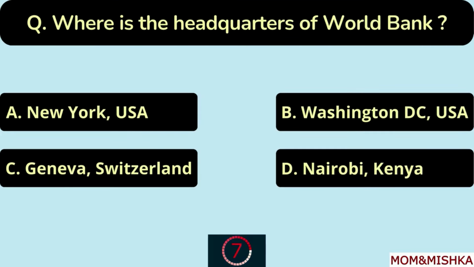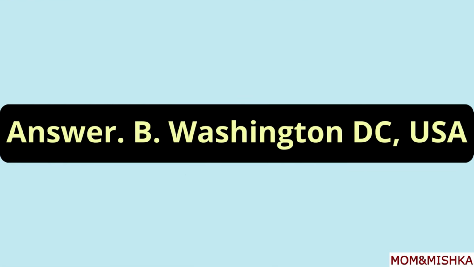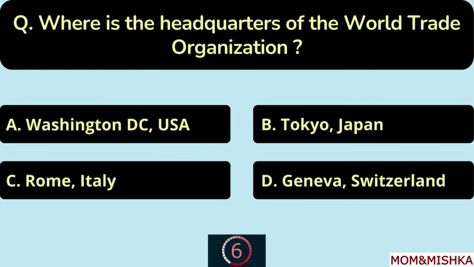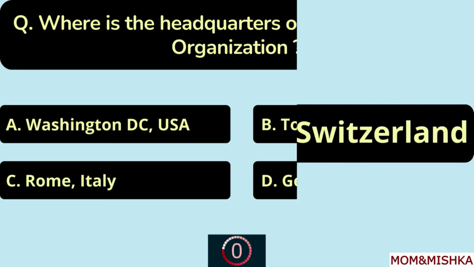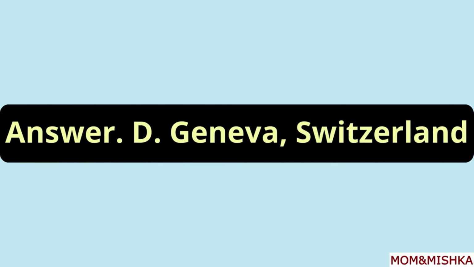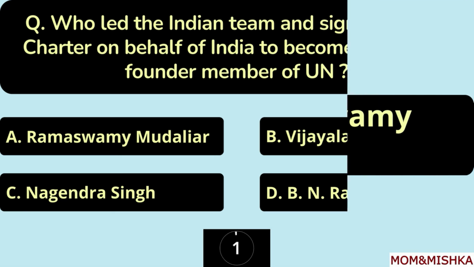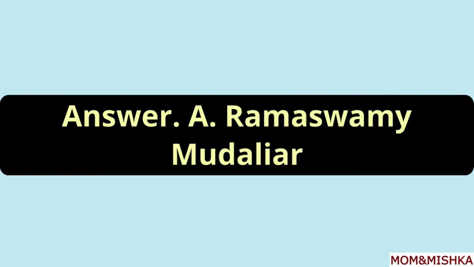Where is the headquarters of the World Bank? It's in Washington, D.C., USA. Option B. Where is the headquarters of the World Trade Organization? It's in Geneva, Switzerland. Option D. Who led the Indian team and signed the UN Charter on behalf of India to become one of the founder members of the UN? Option A, Ramaswamy Mudaliar.